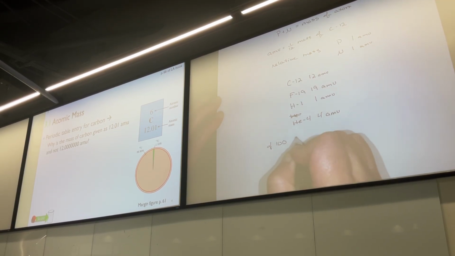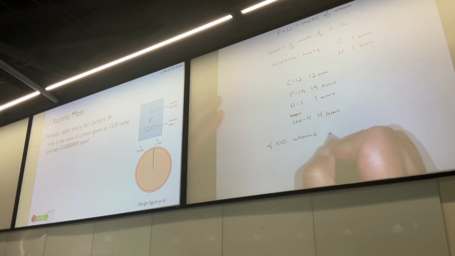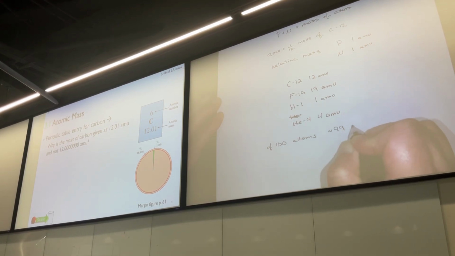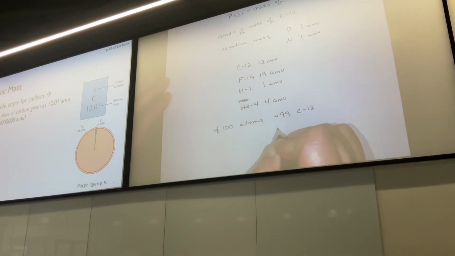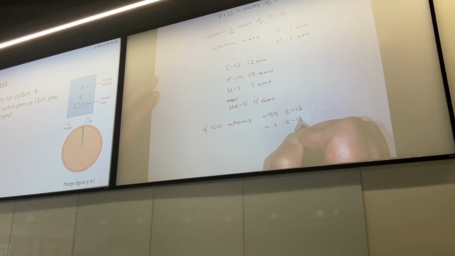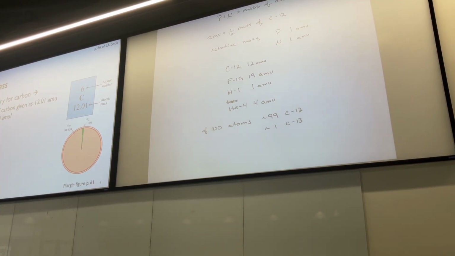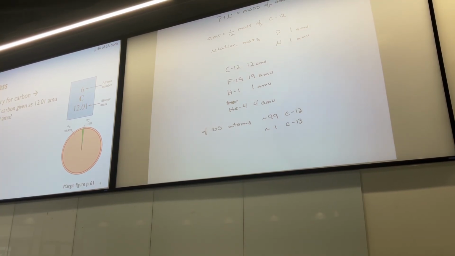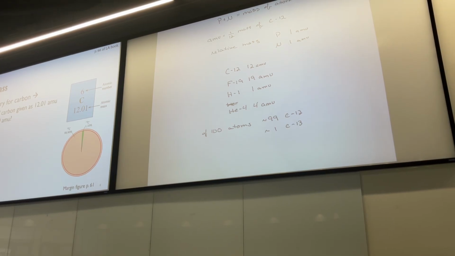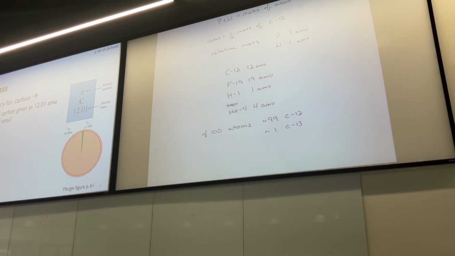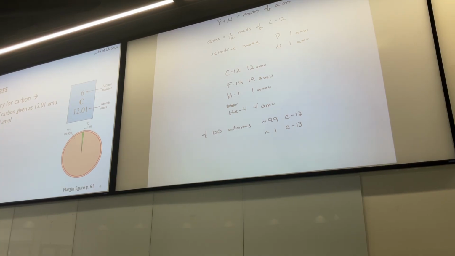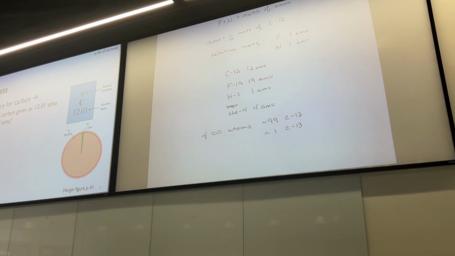Of 100 atoms, about 99 of them would be carbon-12, and about 1 would be carbon-13, and you'd be really lucky to have a carbon-14 in your sample. Do you think the sample that was used to determine the data to produce the image was 100 atoms? No, that's why it's in percent. Of course, it was a macroscopic sample that was used.